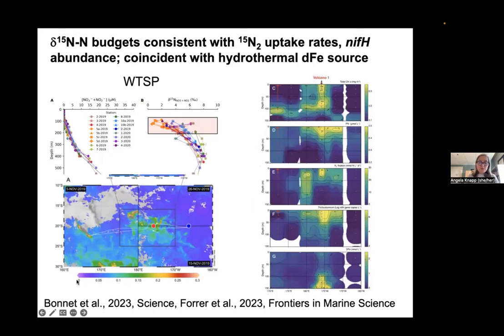And Sophie published a paper in Science earlier this year that we contributed to. And what's nice is that I think the delta N15 budget results are consistent with the bottle-based rates as well as with the molecular abundance.